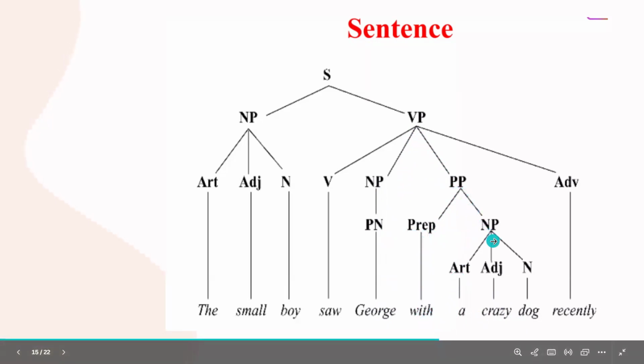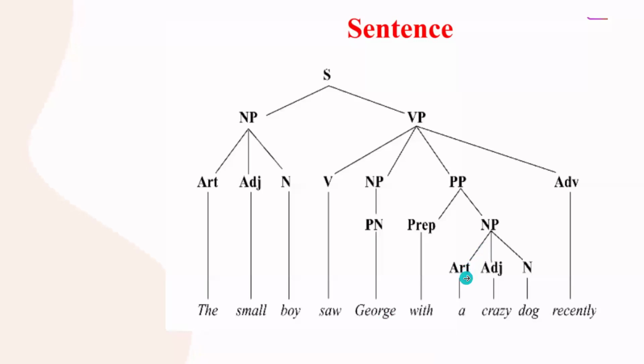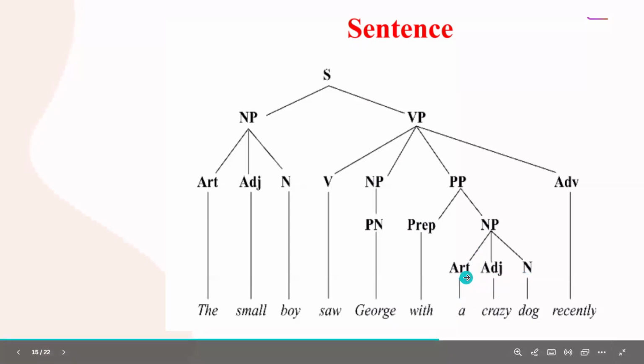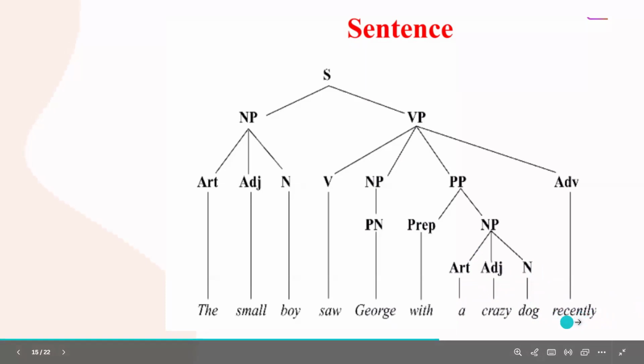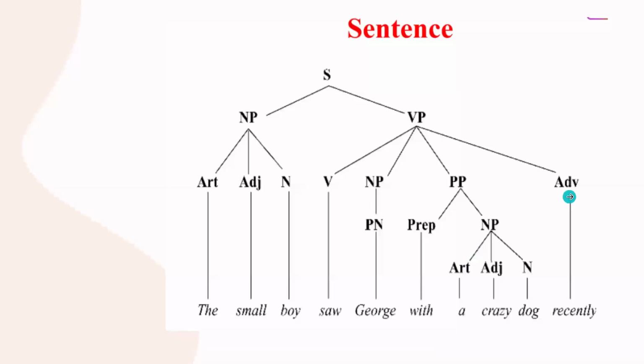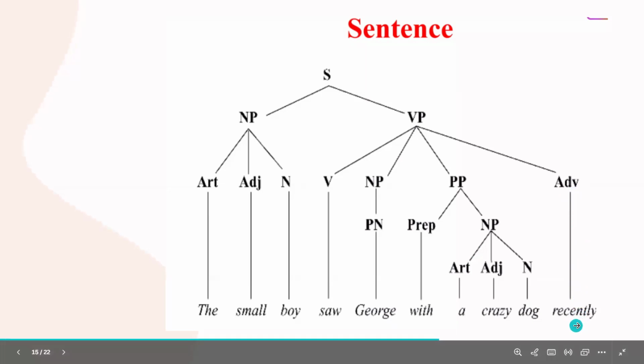And then noun phrase. And this noun phrase is further divided into article, or you can write determiner, adjective, and noun. So the determiner we have here is a, adjective is crazy, and the noun is dog. I hope it is clear to you. We have noun phrase, we have verb phrase, and in verb phrase, we have noun phrase, prepositional phrase, and one last word is left. Recently is written completely separately and it is an adverb. So ADV is written here and it is indicated here as recently.